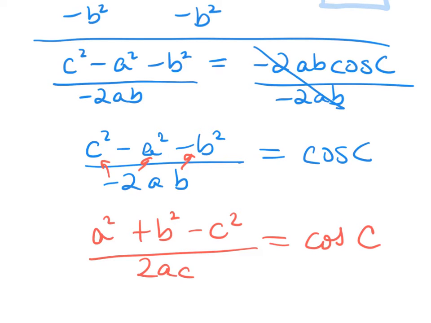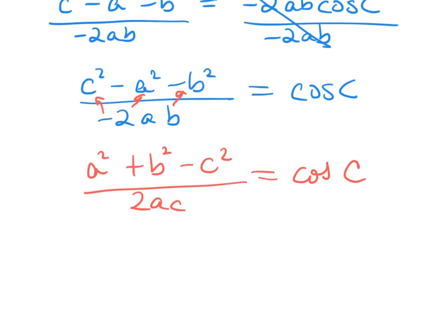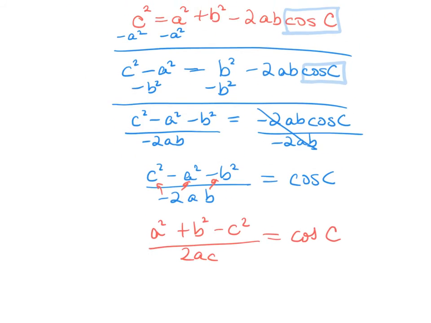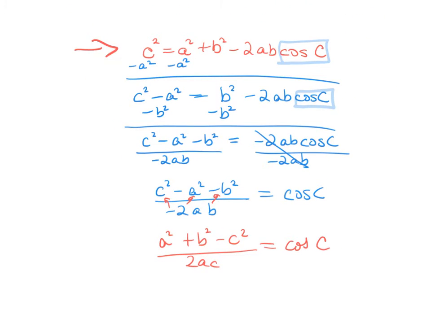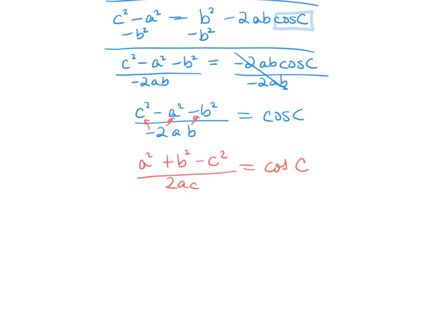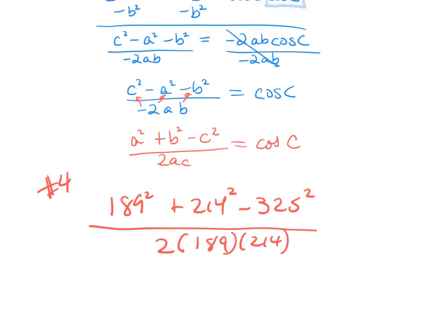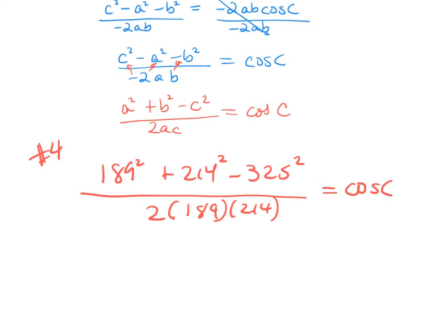So, for example, on number 4, now I could use this manipulated formula instead of plugging it into the original and then working all backwards. If I use the numbers in number 4, I would be doing 189 squared plus 214 squared minus 325 squared over 2 times 189 times 214. And then that'll give me what cosine c equals.